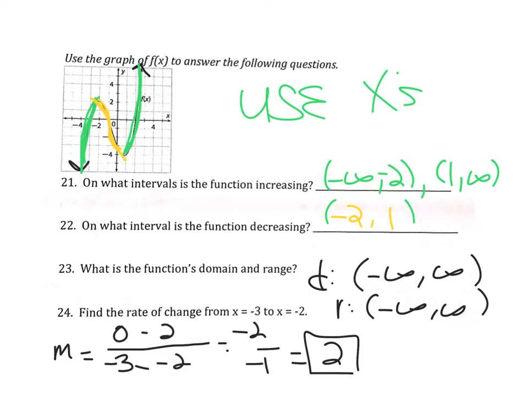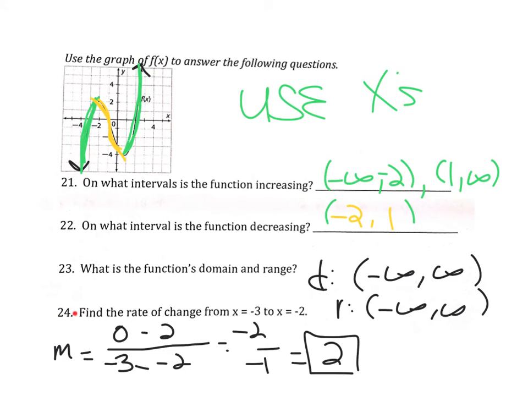Use x's. Domain is how far left and right it's going. Because it has arrows, it's going left and right forever. And also remember, tomorrow it won't have arrows, so you need to put the numbers of where it stops and starts going left to right. Range, because it has an arrow going down and an arrow going up, it's going up and down forever. Tomorrow it has points, so it will not go up and down forever. You need to write down where it starts and where it stops, from down to up.